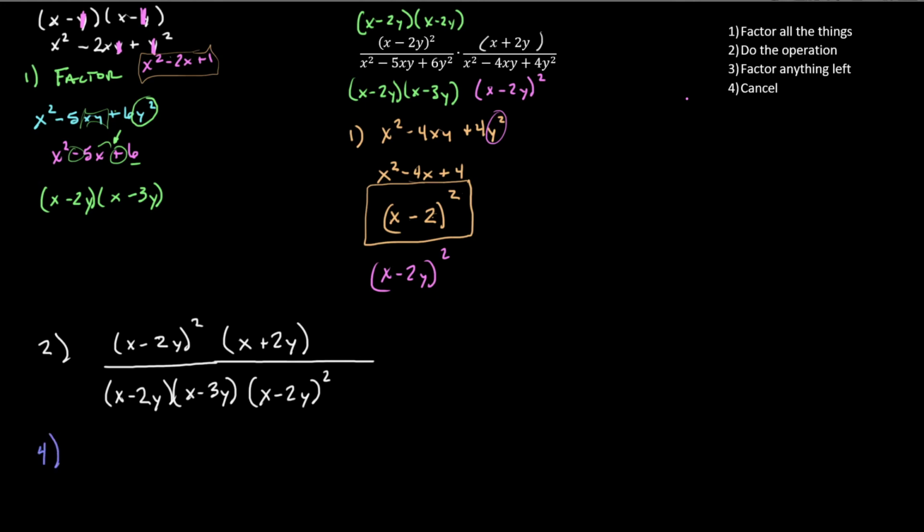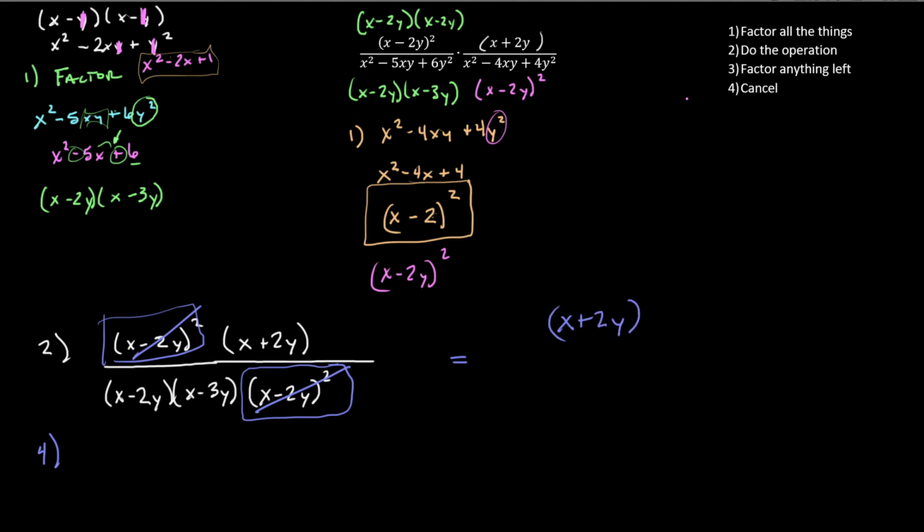So we're going to cancel out anything that's the same. We notice we have 2 factors of this x minus 2y on the bottom, 2 factors of the x minus 2y on the top. Those will cancel out. I do not have a factor of x plus 2y on the bottom. I have an x minus 2y, but I do not have an x plus 2y. So our final answer is just going to be this x plus 2y left on top.